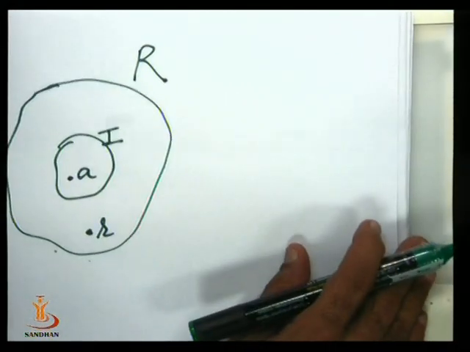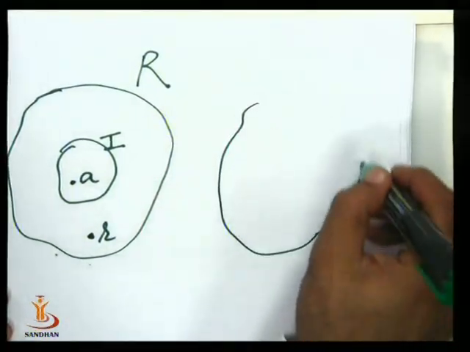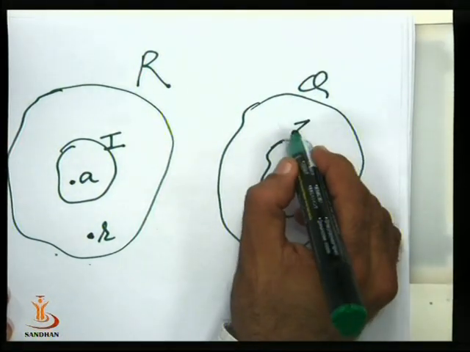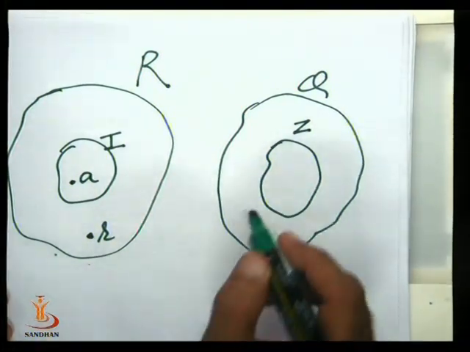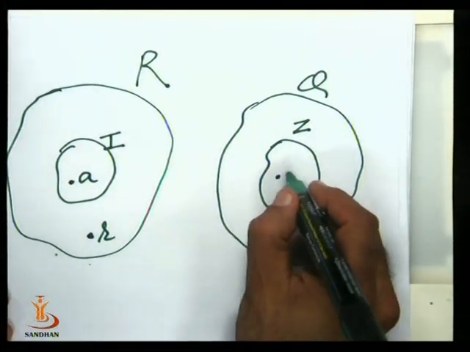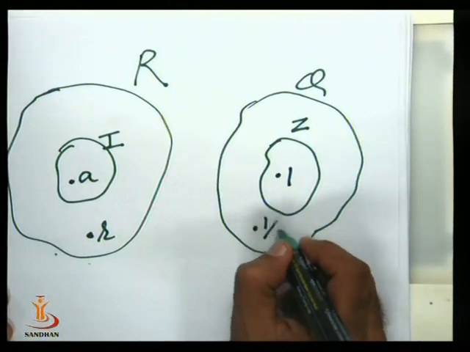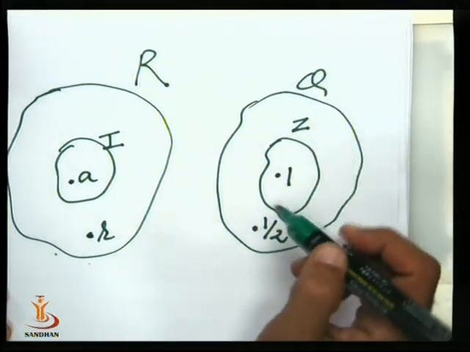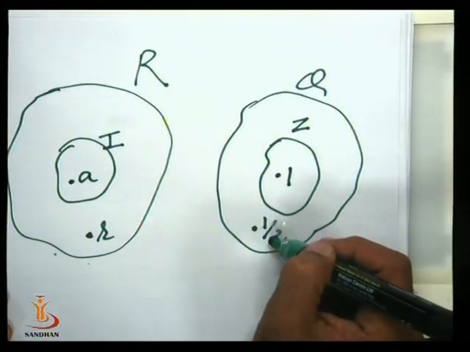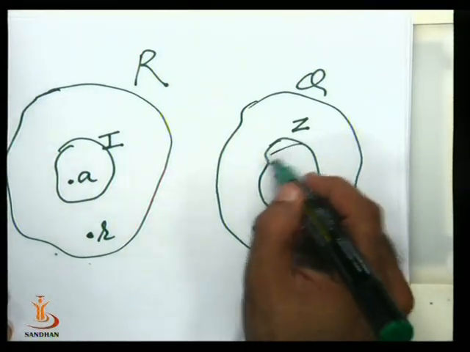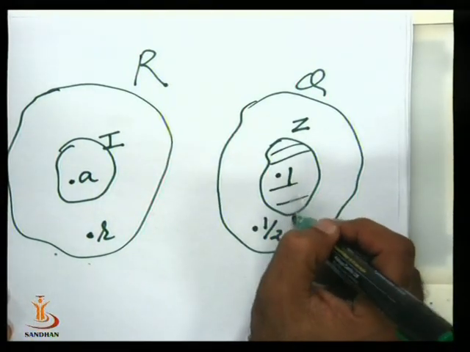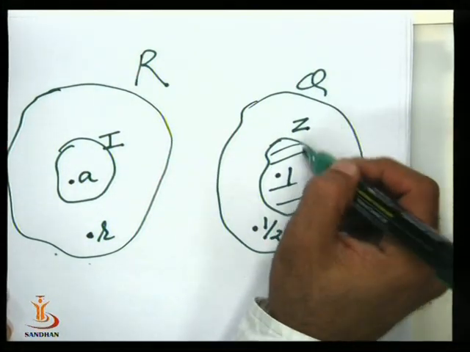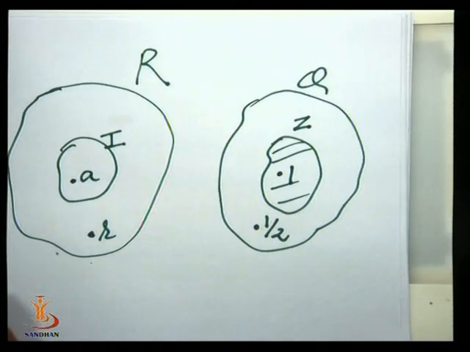So we had the example of Q and Z. This is a ring Q, this is a subring Z. Okay, so suppose we take 1 here and 1/2 outside, then if Z is an ideal of Q, then 1 into 1/2, this multiplication must be inside the Z, but we can see that in Z we cannot have 1/2. So Z is definitely a subring of Q, but Z is not an ideal of Q.